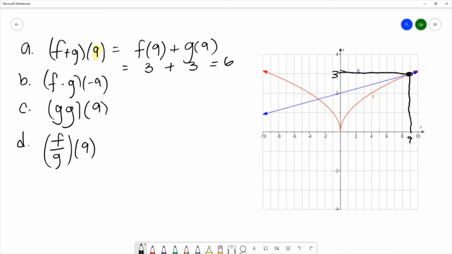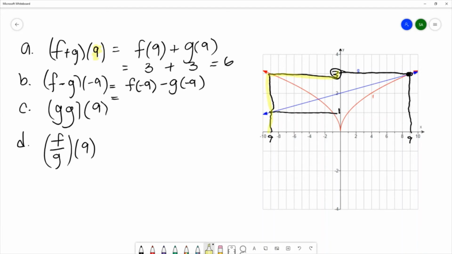Then I'll try the next one, f minus g of -9. So this time I want to go to an x value of -9, go up to the graph of g, and record a y value of 1, and then up to the graph of f, which has a y value of 3. So for this example, f minus g of -9 is f of -9 minus g of -9. F of -9, that's the red graph, that has a y value of 3.